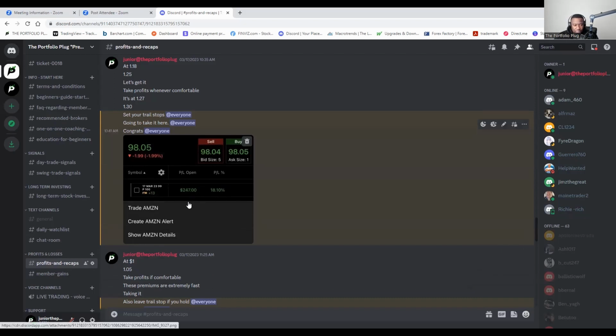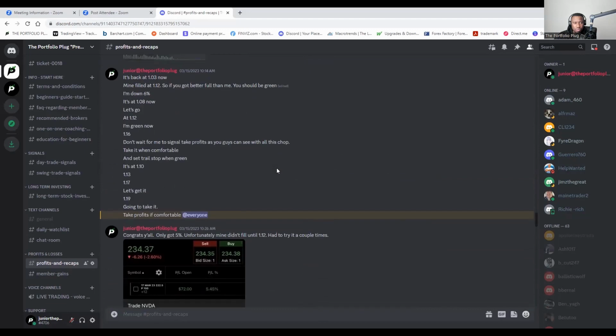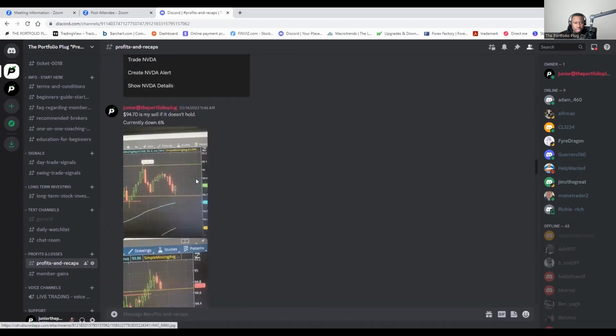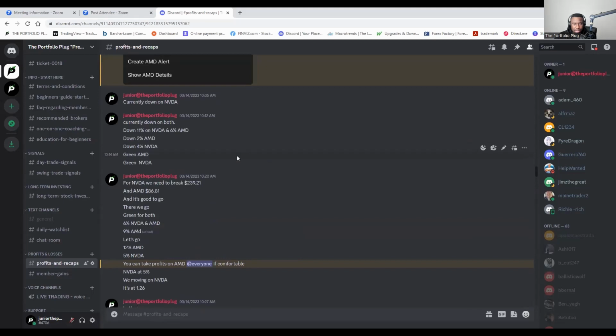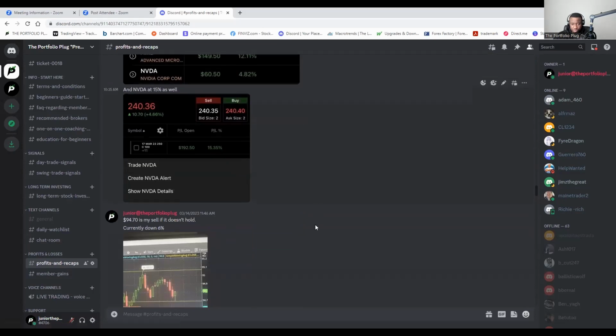And I'll let you know all the time. I'm going to show you some more. Where else did I use it? Right here, overbought. I use this regularly. Overbought right here, leave a trail stop if holding. I can go on for days with all the times I use it. These are examples in the server.